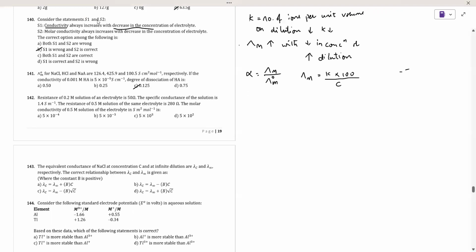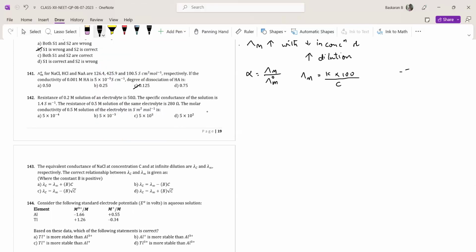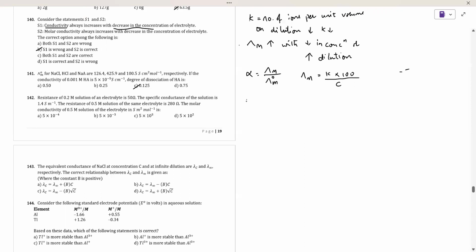Now let us do it one by one. First, they are giving resistance. So what is the R value? R value is 50 ohms, and the K value they are giving, which is the specific conductance, is equal to 1.4 Siemens meter inverse. This can also be written as 1.4 into 10 power minus 2 Siemens centimeter inverse. So we can write either in centimeter inverse or in meter inverse.